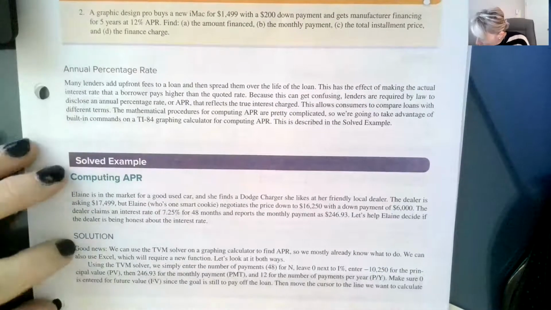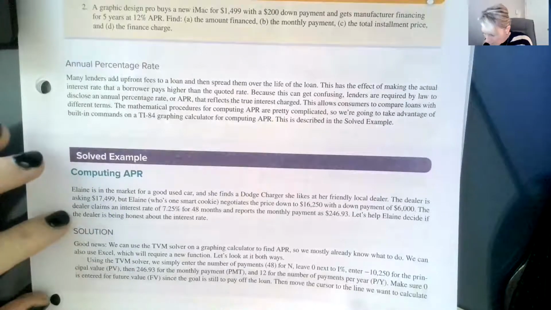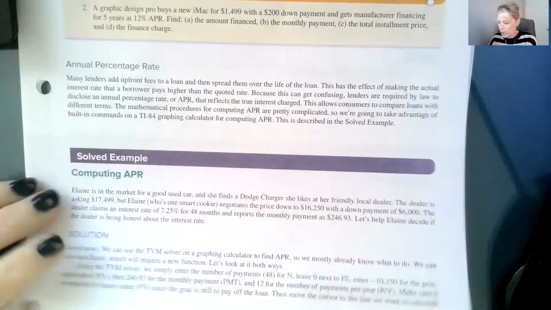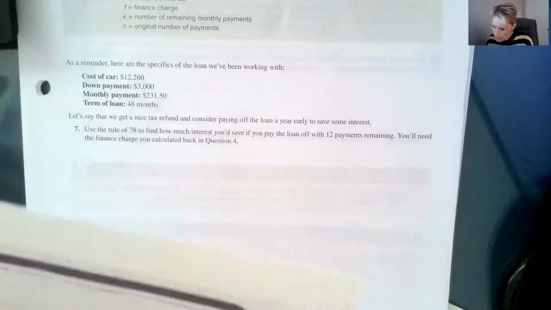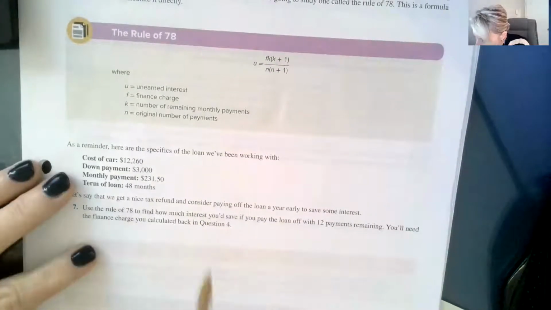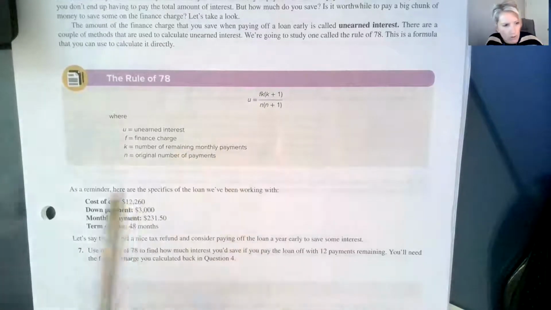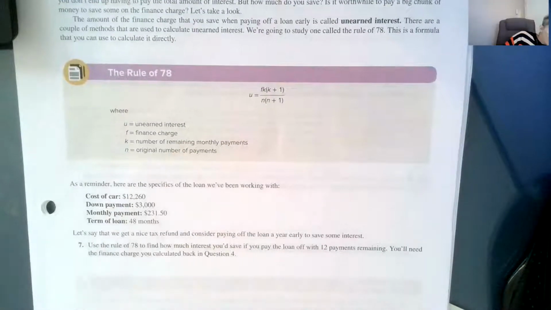Now, we are not using the TI-84. We're using Desmos, okay? So don't worry about that. We're just going to use this rule of 78 here on page 293.